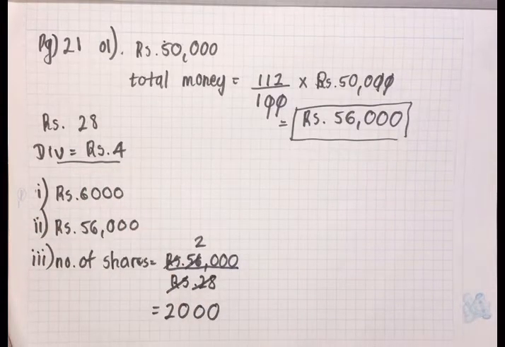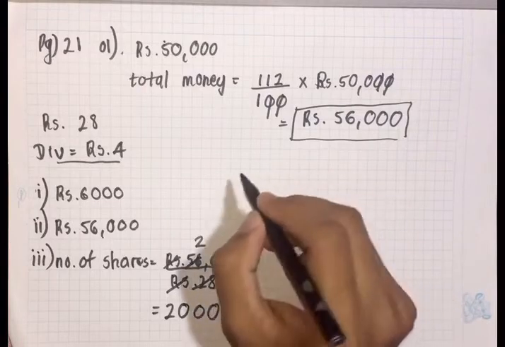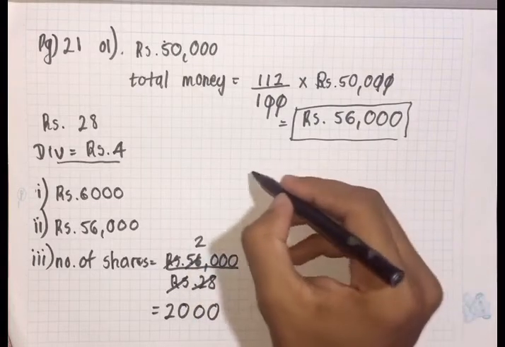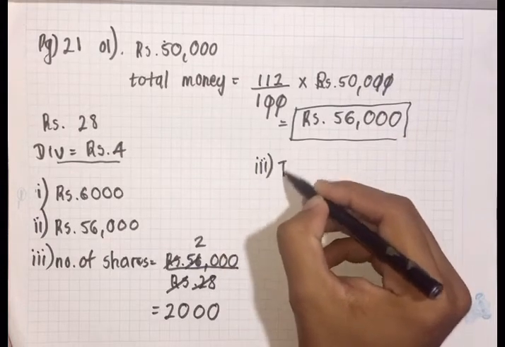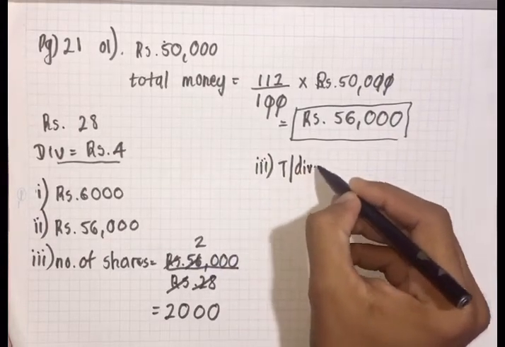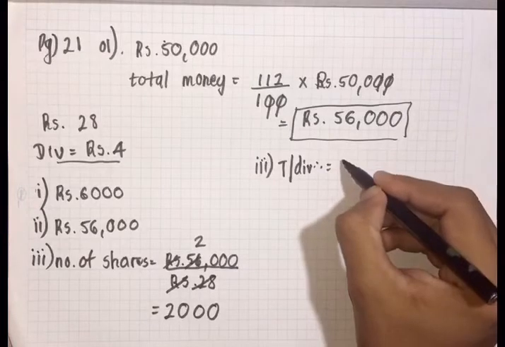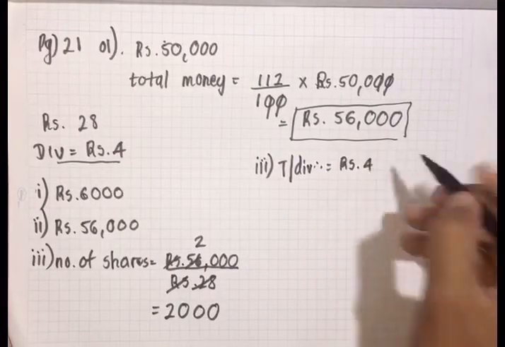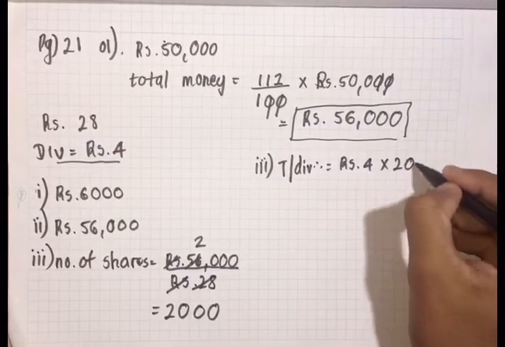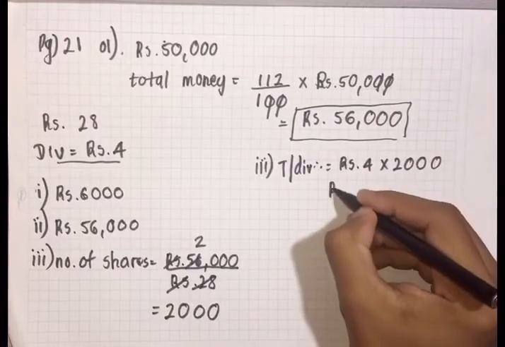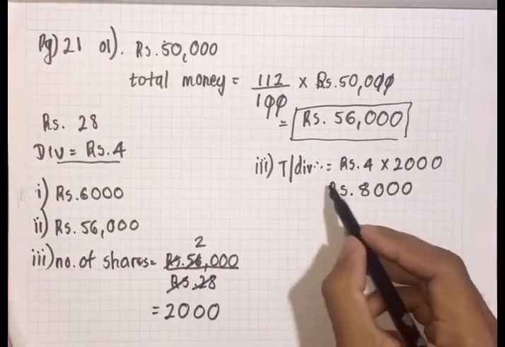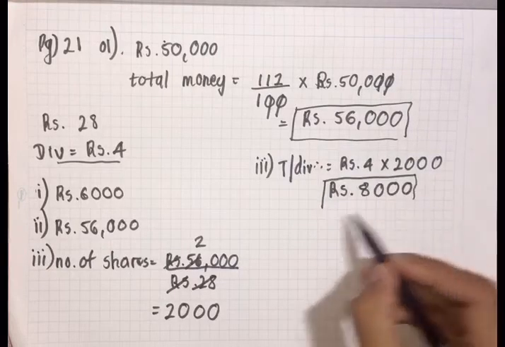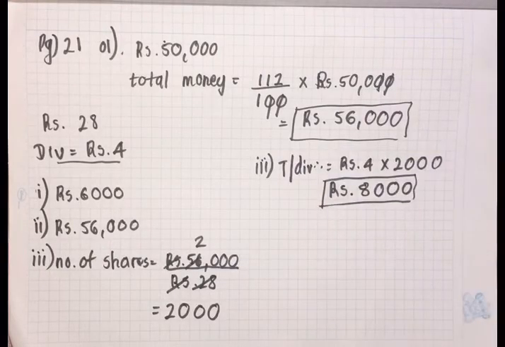So that was the question, right? So third one. Total dividend. You have to multiply 4 by 2000. That is going to give you 8,000. This is the total annual dividend she gets from the share company.